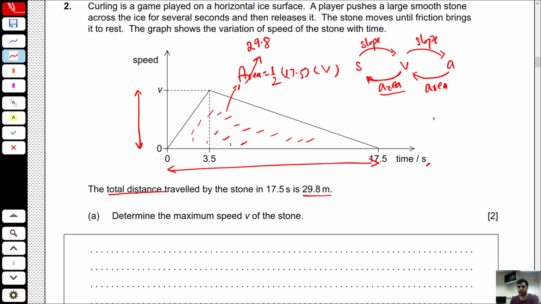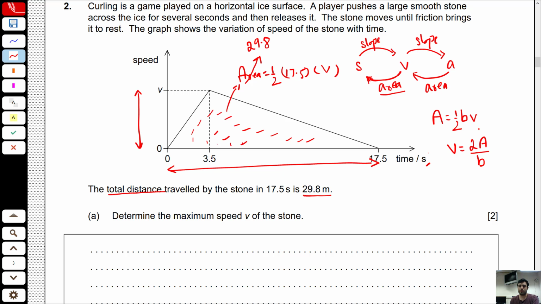So call this area as capital A. Area equals half, and we have the base, maybe call it just B, and we have the height, and height can be replaced by just V, right? Let's make V the subject. So in order to make V the subject, you can move this 2 up there, so 2A over V.